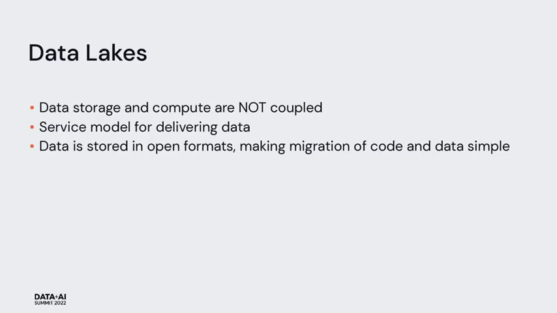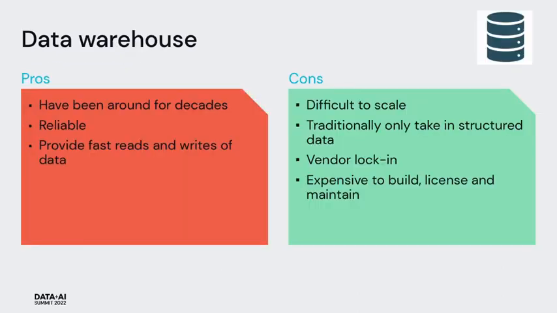So while many companies will choose to use both a data lake and a data warehouse in their architecture, it's important to understand the strengths and weaknesses of each. First, let's summarize what we talked about with data warehouses. Data warehouses are good because people are used to working with them. They're reliable, and they provide fast reads and writes of data. The weaknesses are related to scalability, structured data limitations, lock-in to vendors and their formats, and cost.